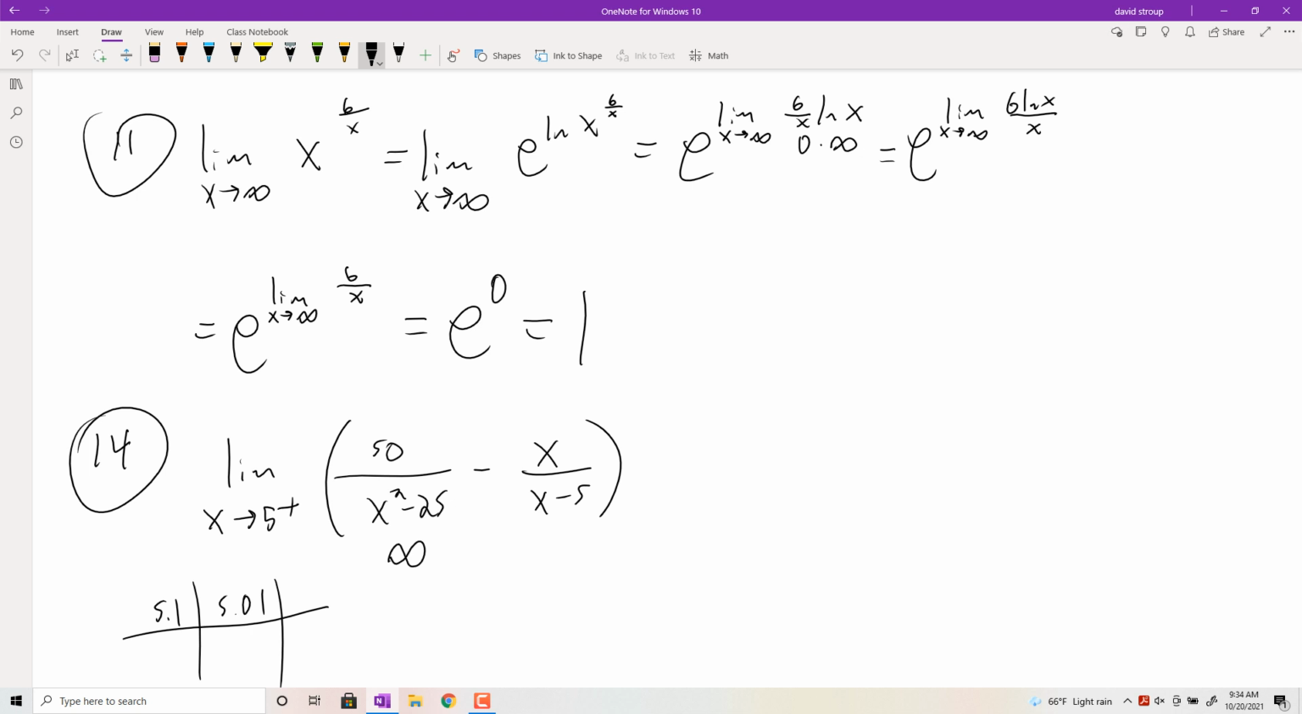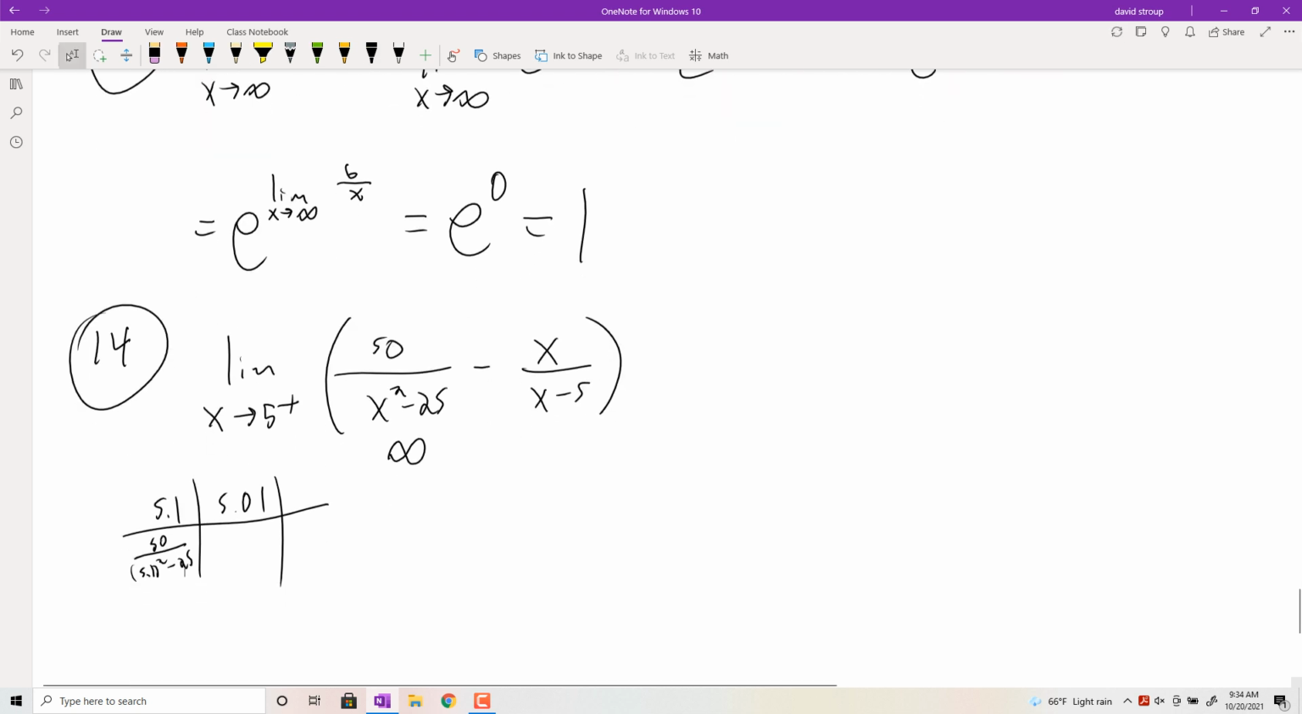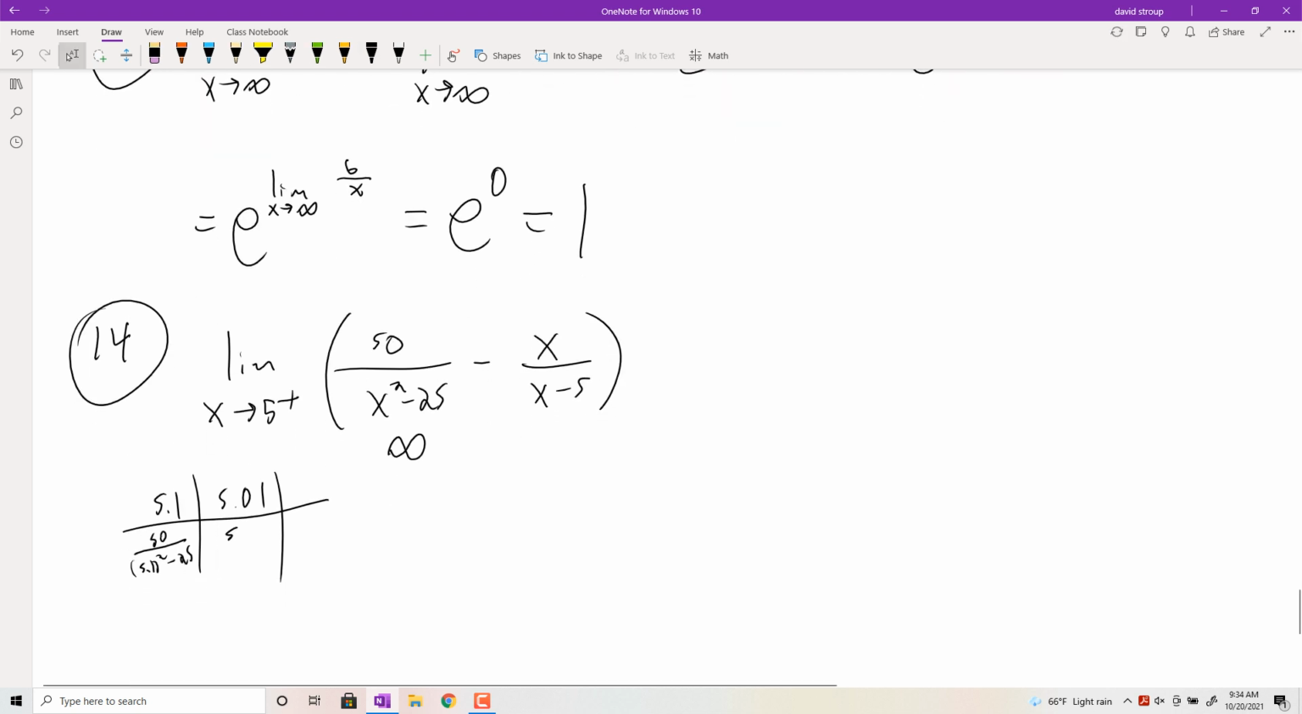Because you'll have like 50 over something like 5.1 squared minus 25, where 5.1 squared is going to be bigger than 25, so that's going to be a positive number. And all of these terms in the sequence will be positive numbers.